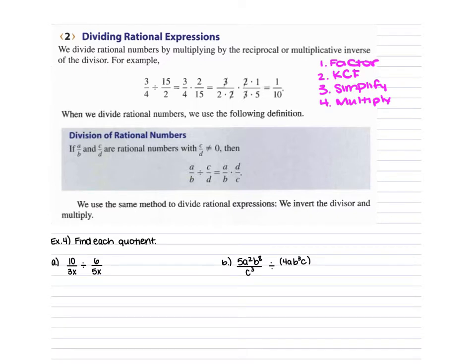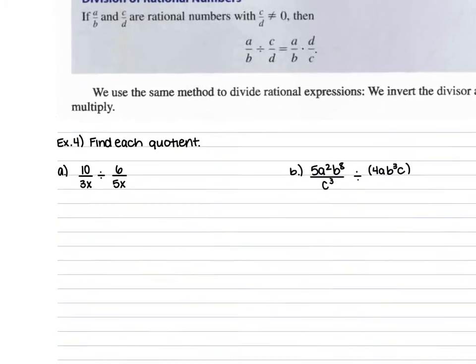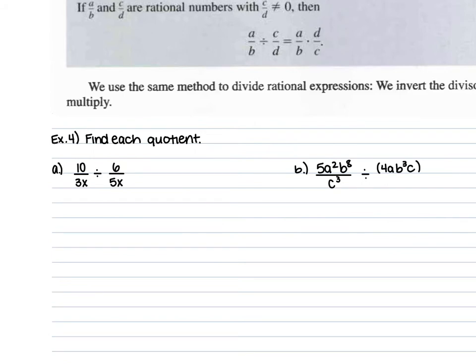All right, so the next part of your notes goes over dividing rational expressions. When you are dividing these rational expressions, you want to keep in mind that you need to factor. When you divide, you keep, change, flip. You want to simplify, and then you want to multiply. When we look at example 4a, we're finding each quotient of these. So with a, we're given 10 over 3x divided by 6 over 5x.